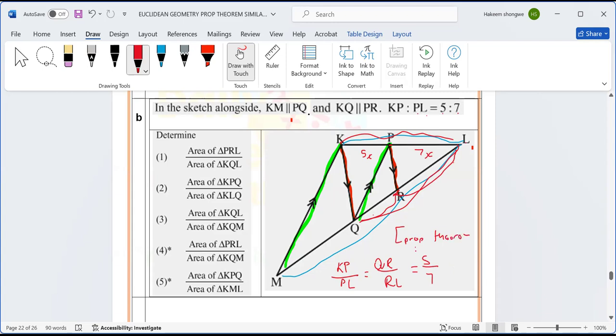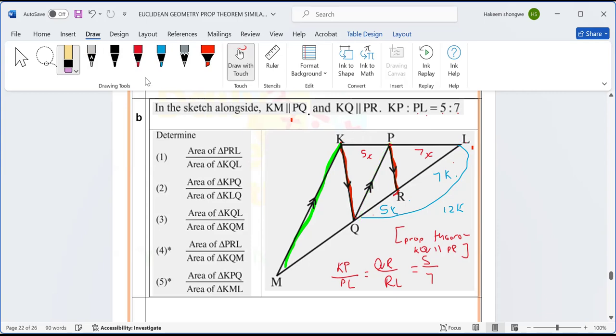Because we have KQ parallel to PR, this one makes sense. We haven't started with the question, we're just summarizing everything that we have. So you can update and say this can be 5K is to 7K. Let me erase this so that I can show you. Sometimes it helps to also do it from here to here. This one is 5 plus 7, which gives us 12K. Sometimes we take this one for granted, so let's put it there just in case you need it. From here to here is 12x.